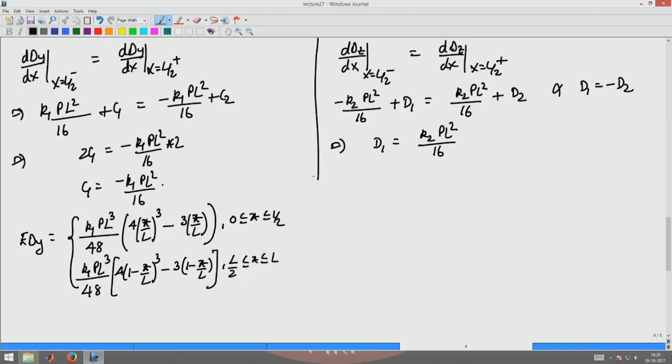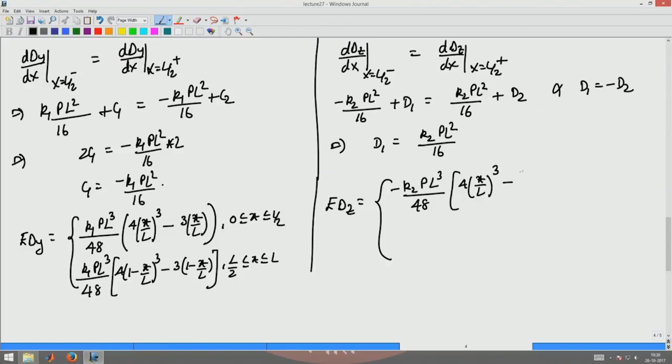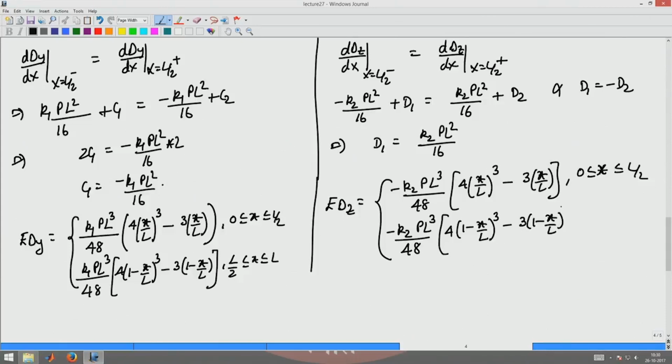Okay. Similarly, E I times delta z is given by minus K2 P L cube by 48 into 4 into x by L the whole cube minus 3 into x by L in the region 0 less than x less than L by 2, and minus K2 P L cube by 48 into 4 into x by L whole cube minus 3 into 1 minus x by L in the region L by 2 less than x less than L.